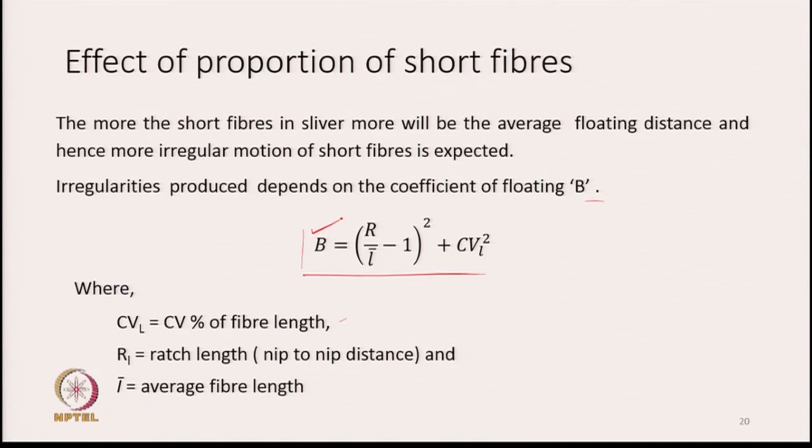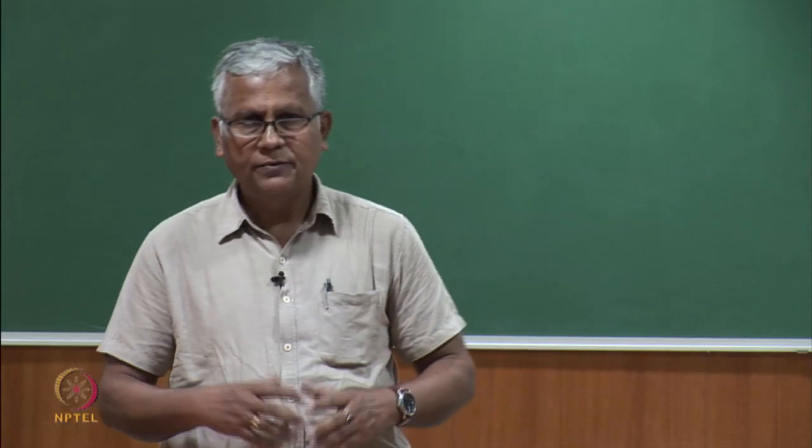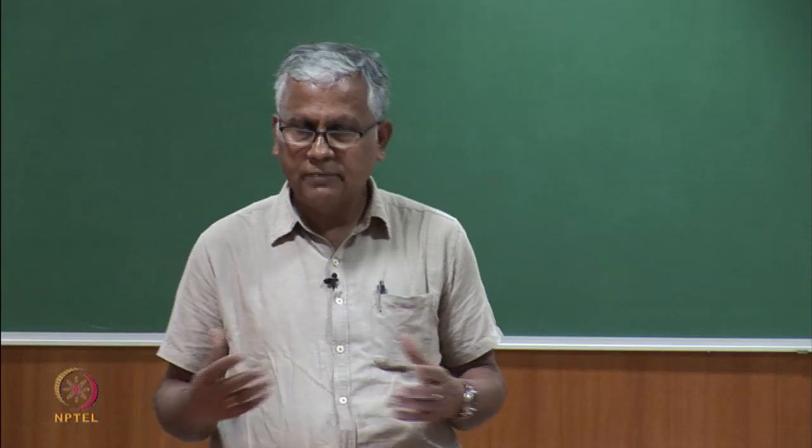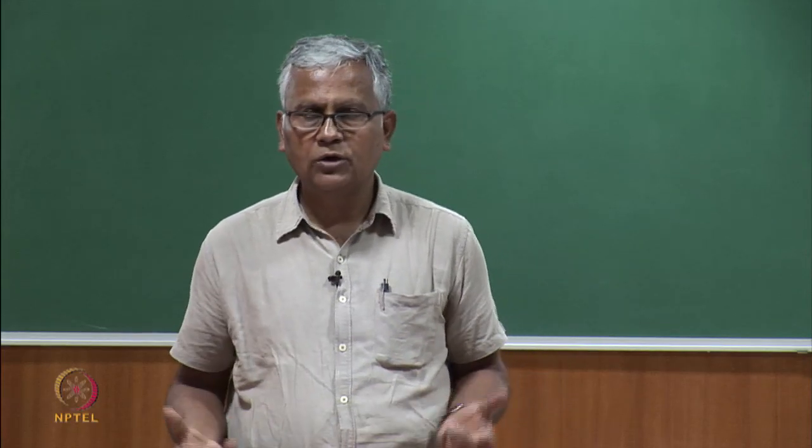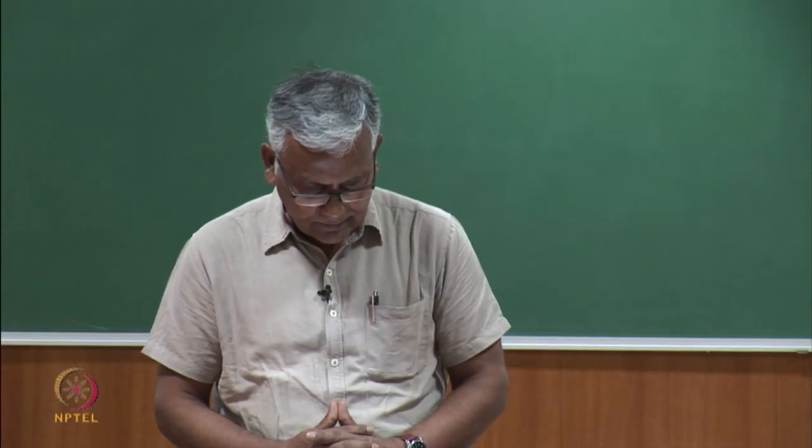The physical reasoning is quite obvious, that if I have more short fibers, then there will be more floating fibers. So, many fibers will move in a very erratic manner within the drafting zone, and therefore, more irregularity will be generated in the drafted product.